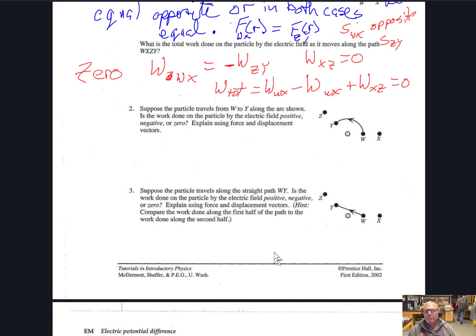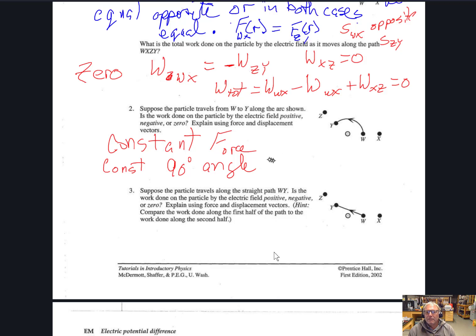All right. Suppose the particle travels from W to Y on the arc shown. Okay, once again, constant force and constant 90-degree angle. And so work equals 0. W is the work done by the particle. Oh, it's 0.